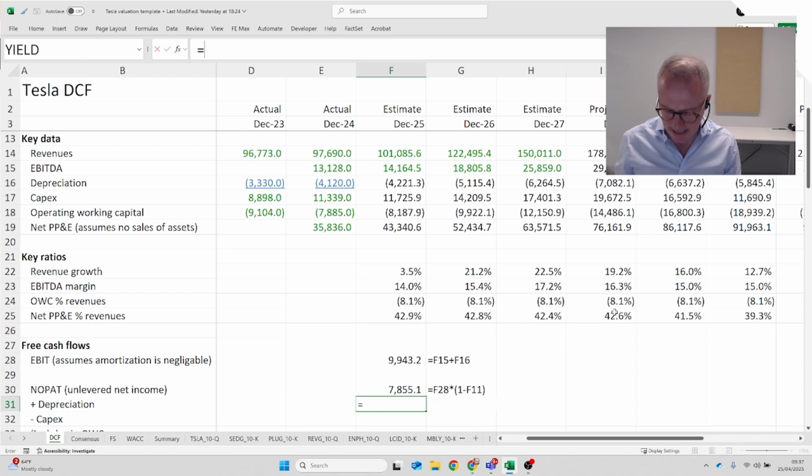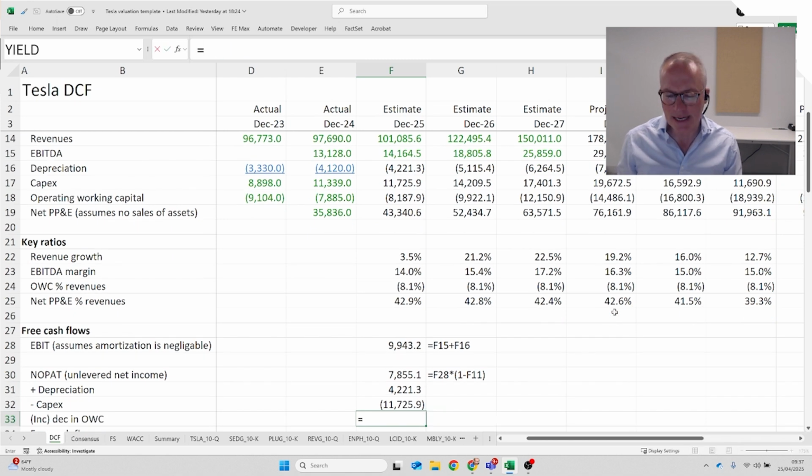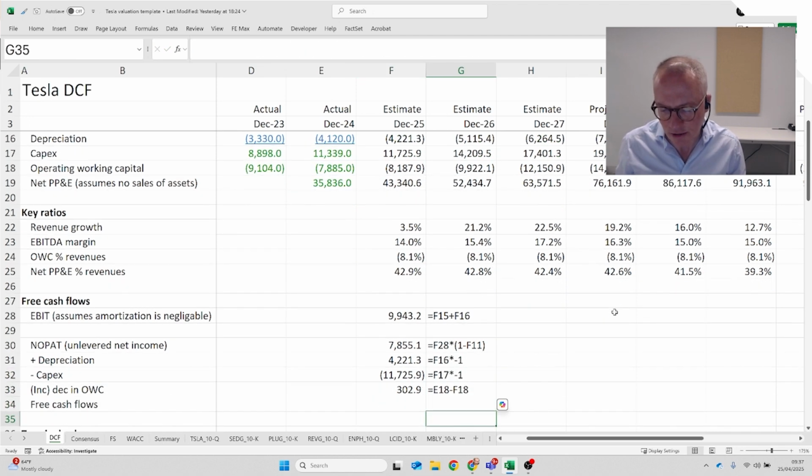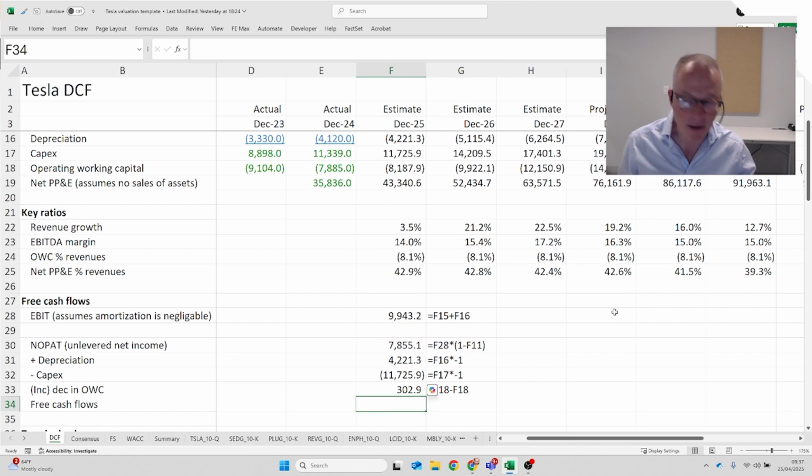And then I'm going to add back the depreciation I've forecast up above. And then I'm going to subtract my CapEx that I've got above. And you can change the signs of these. And then for the operating working capital, you always take the prior year minus the current year. And because it's negative, this is actually a source of cash for Tesla. And the reason it's a source of cash for Tesla is because people are making deposits on buying their cars. Make a deposit, then Tesla manufactures the car, and then it delivers the car to the customer.